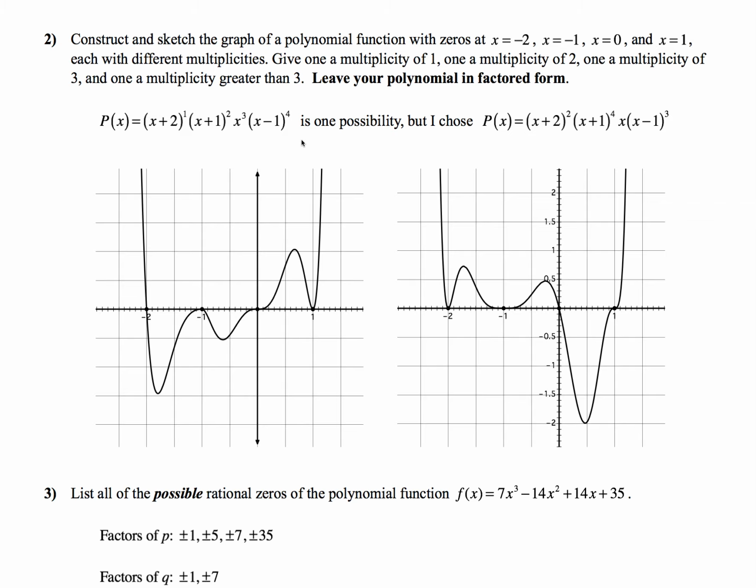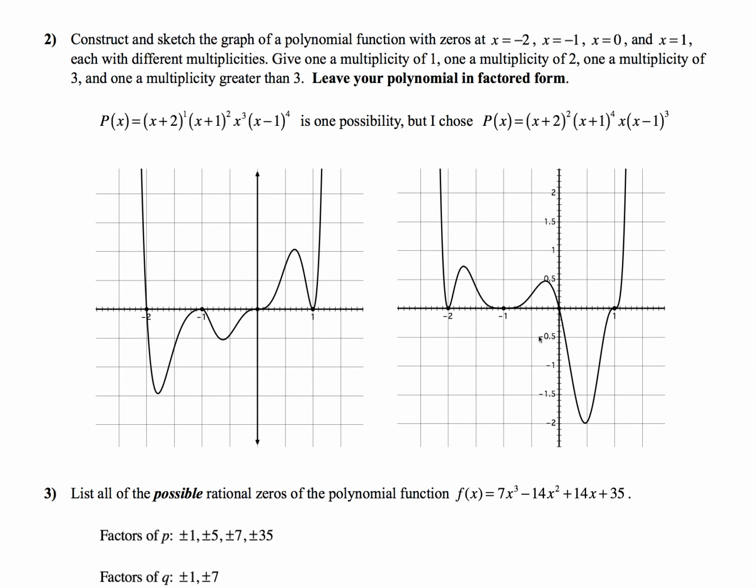The degree of this polynomial is 4, plus 3 is 7, plus 2 is 9, plus 1 is 10, so it's even. So that means both ends will point up or both will point down. There's nothing here in front of the polynomial to make the leading coefficient negative, and so both ends turn up.